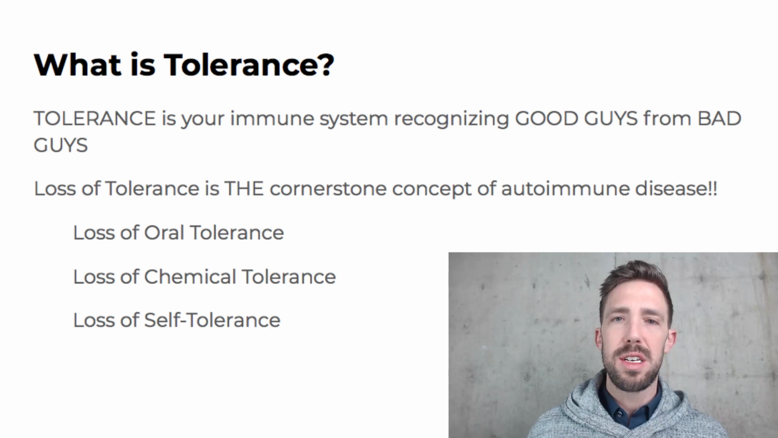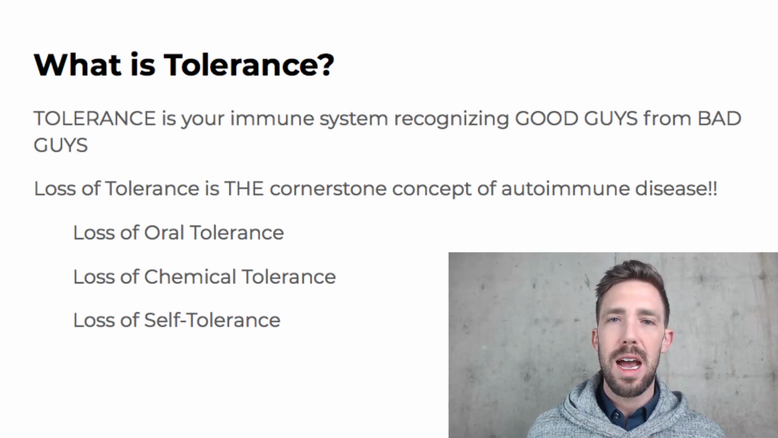So what is tolerance? Well, in a nutshell, tolerance is your immune system recognizing good guys from bad guys. What does that mean? That means that if I have an infection, I want my immune system to attack that infection, right? We want to have a strong immune system. We want to boost our immune system. If I have an influenza virus, a rhinovirus, or a bacterial infection like strep or staph, I want my immune system to mount an attack against that. That is what keeps us alive. That's what keeps us from dying from infection. We want an immune system that attacks bad guys.